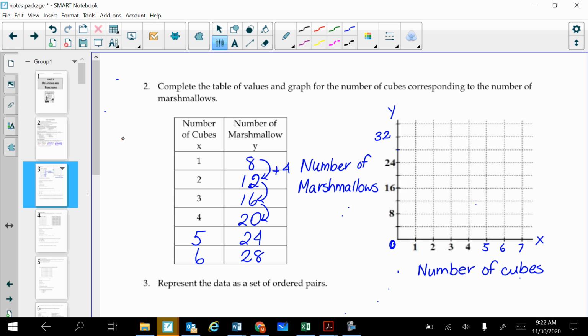So now in red, I'm going to plot my points. When I had 1 cube, I had 8 marshmallows. When I had 2 cubes, I had 12 marshmallows. When I had 3 cubes, I had 16. 4 cubes, 20. 5 cubes, 24. 6 cubes, 28. If the pattern continues, 7 cubes will have 32 marshmallows. Now, I want to talk to you guys a little bit about whether or not we need to join our points. So take a look at the graph, okay?